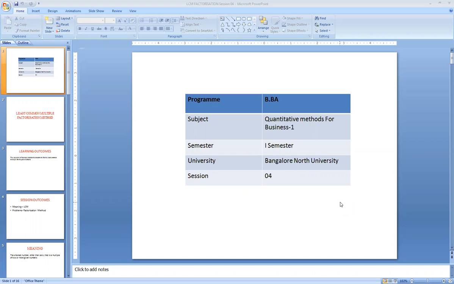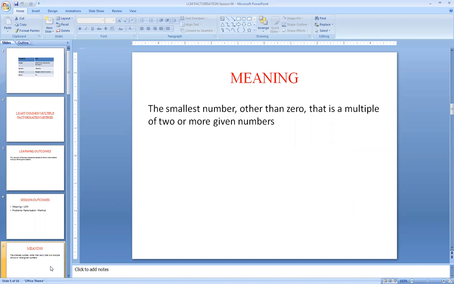Today I am going to have a session on the LCM factorization method. Before going to know how to calculate the problems in the factorization method, let us know what we mean by the LCM. LCM is nothing but the smallest number other than 0 that is a multiple of two or more given numbers. So that is called LCM.